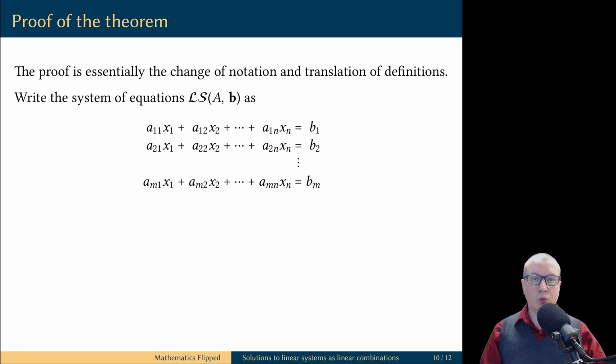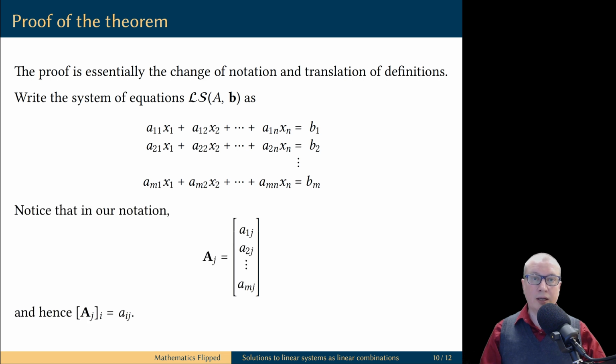To help us visually see what is going on, let's write the linear system with A as the coefficient matrix and B as a vector of constants in its standard general rectangular form. Then column number j of the coefficient matrix A contains the following components. It's a1j, a2j, up to amj. This is a column that in a linear system corresponds to variable xj. And now let's observe that the ith component of the column vector aj is simply aij. We're going to use this observation in the proof.